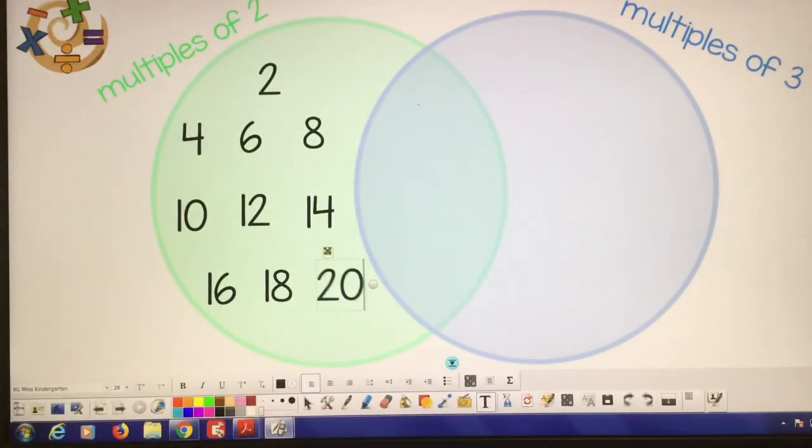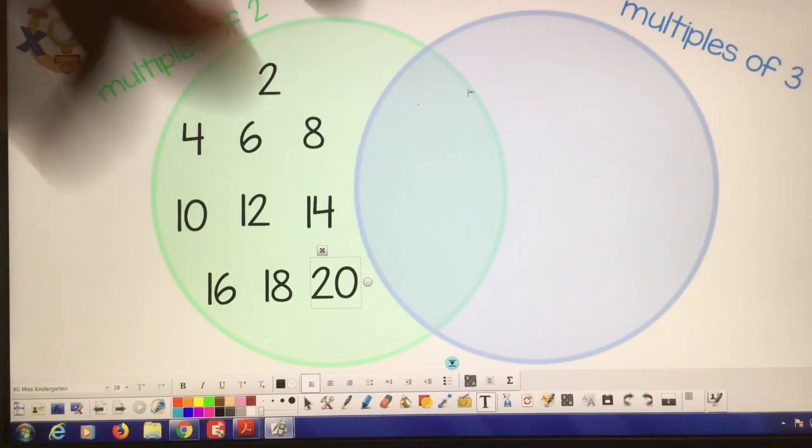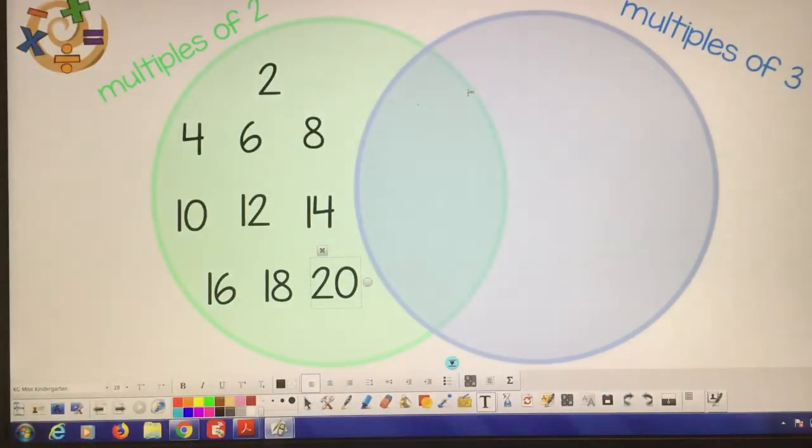Now I just did the multiples of 2, right? Now let's go over and do the multiples of 3. Because I don't know what's going to be overlapped yet until I do multiples of 3. So starting over again, we're going to go to 10.